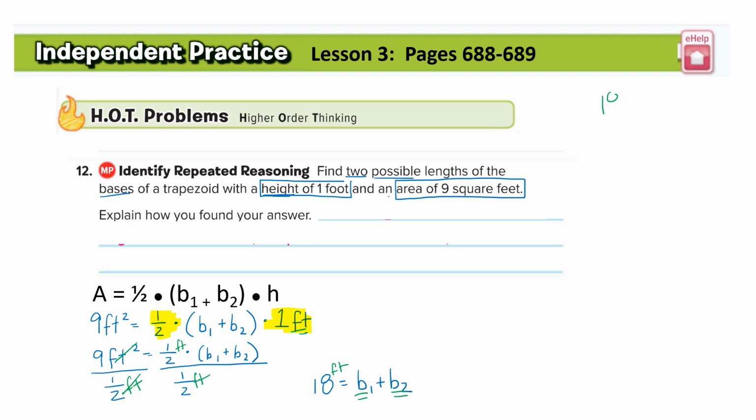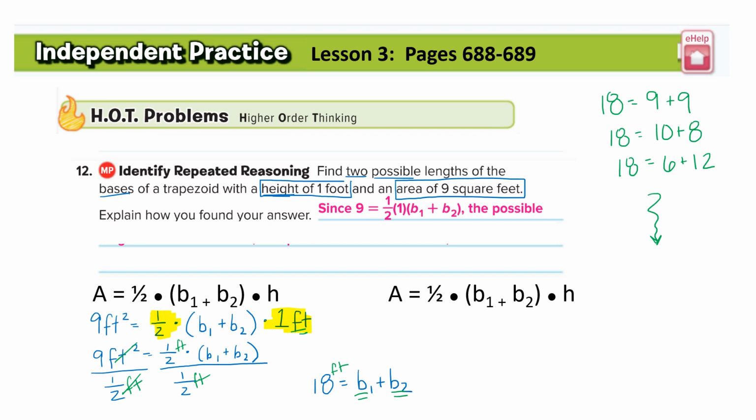So we could have 18 equals 9 plus 9, 18 equals 10 plus 8, 18 equals 6 plus 12, and so on. You just keep going. Since 9 equals 1 half times 1 times the sum of base 1 plus base 2, the possible lengths have a sum of 18. Sample answers: 2 feet and 16 feet, or 8 feet and 10 feet.